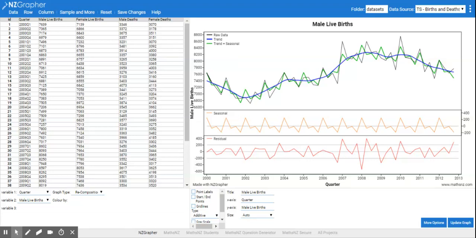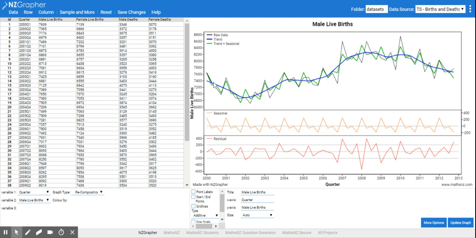Okay, here is our recomposition graph, and what you can see is lots of different colors. So we will just start by looking at the black line here. The black line is the same graph as in your first graph that you made, and it's just your raw data plotted against time. So we can see what's happening as our long-term trend.